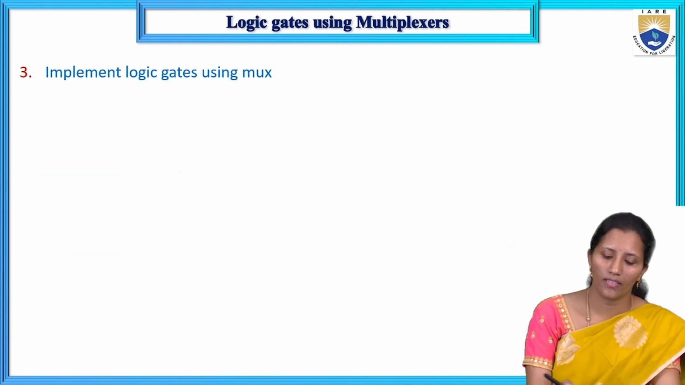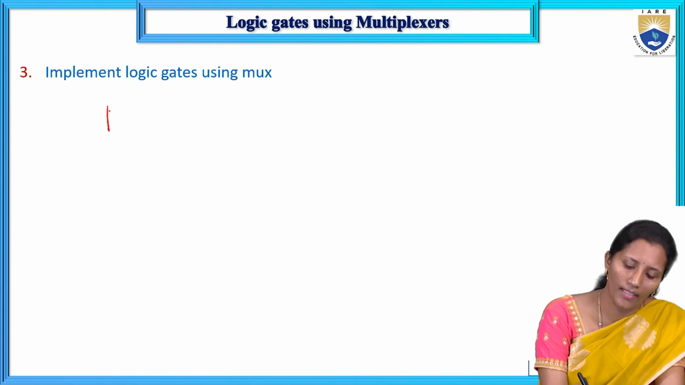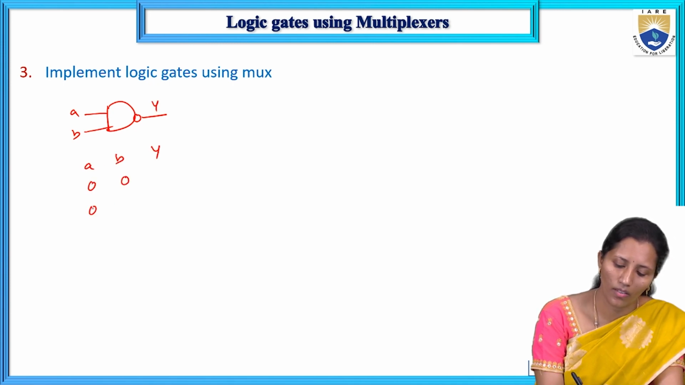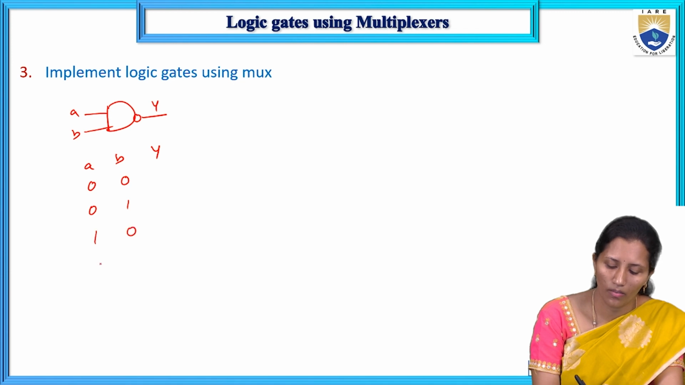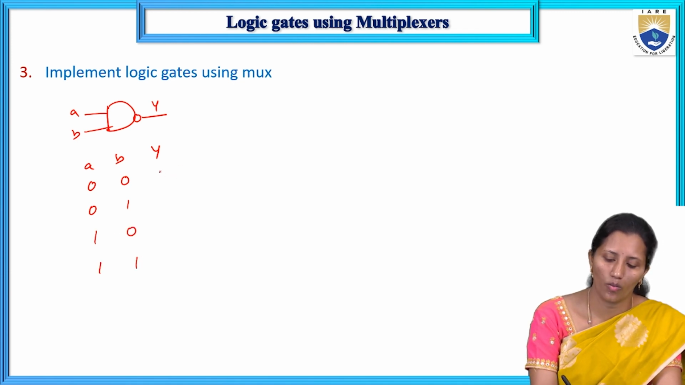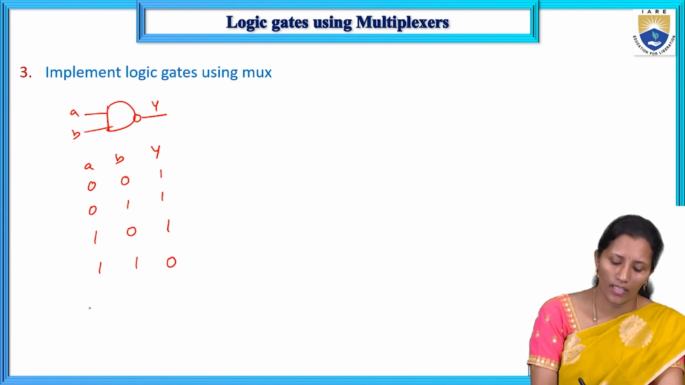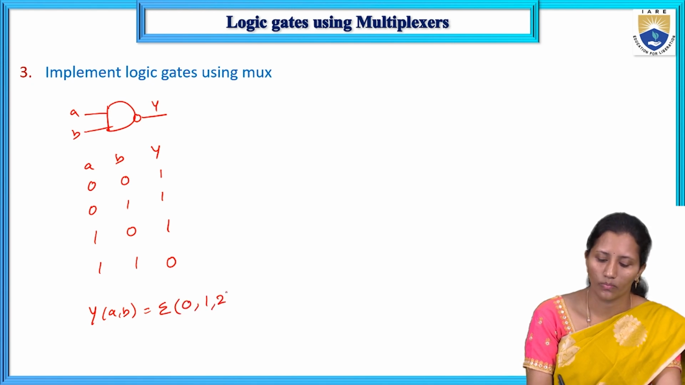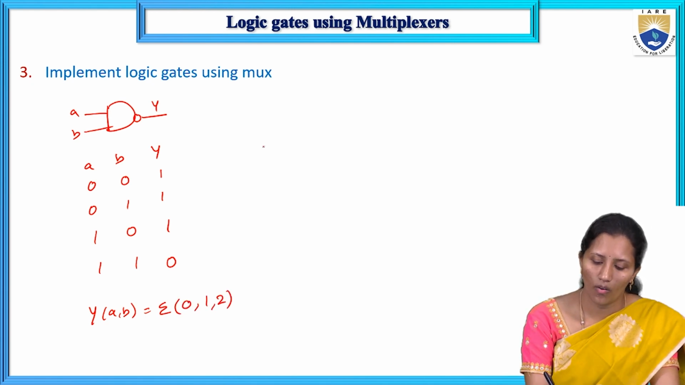Another gate, for example, the NAND gate. NAND gate truth table: A, B, Y. 0, 0, 1, 0, 1, 1, 1, 0, 1, 1, 1, 0. If any one of the inputs is 0, the output is 1. So this is the truth table of the NAND gate. We can write Y of A comma B is equal to sigma 0, 1, 2. Okay. So how do we implement this by using a 2:1 multiplexer?